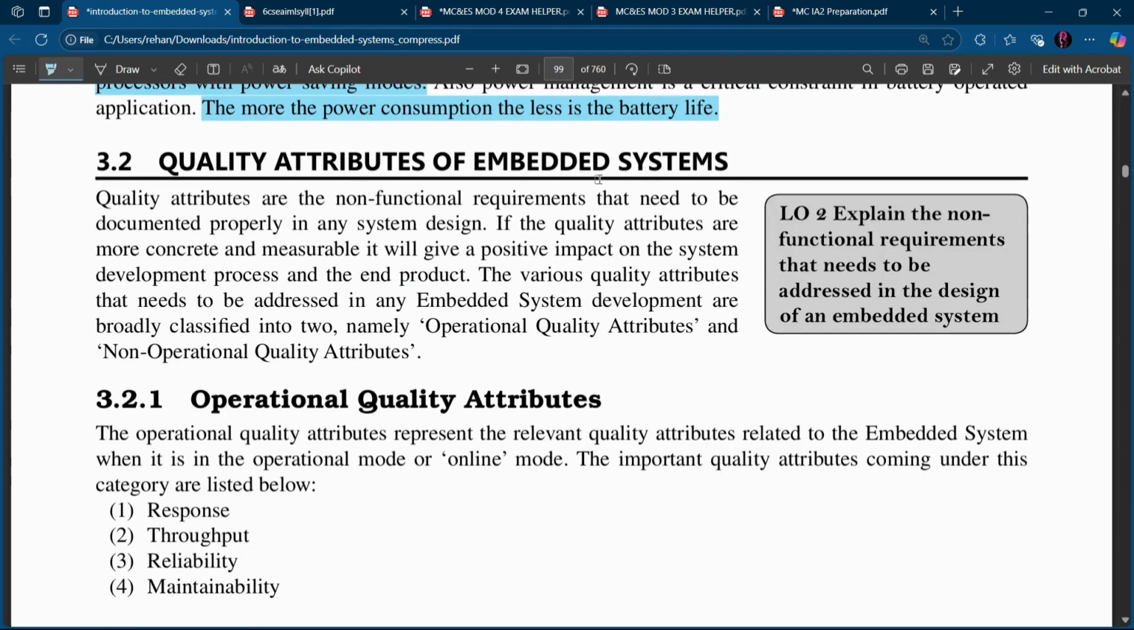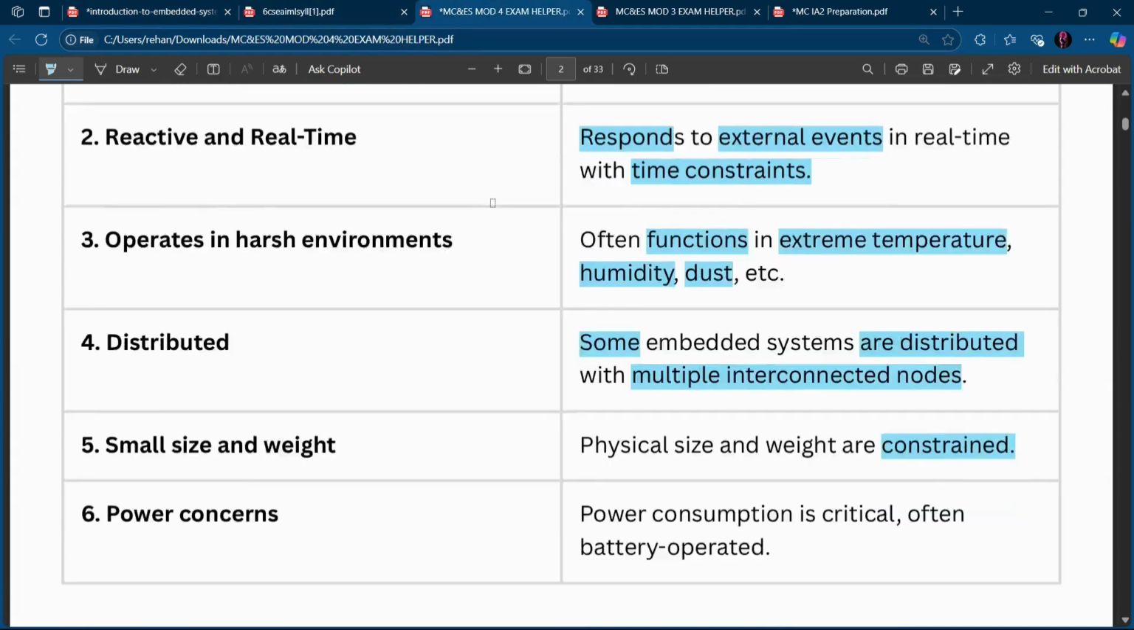The next topic is the quality attributes of the embedded system. I will cover this in the next video.